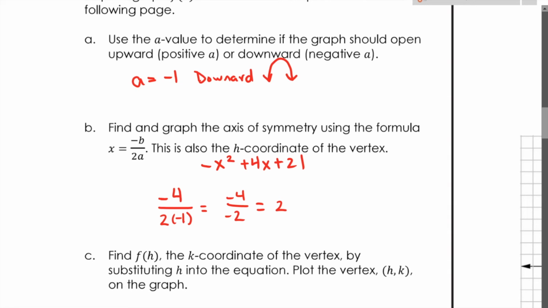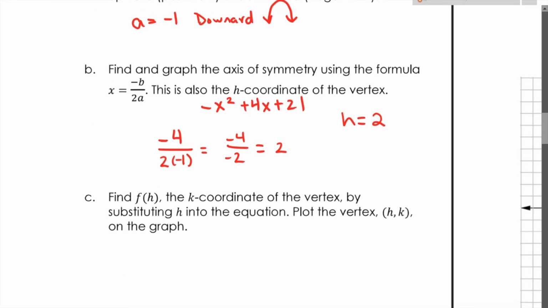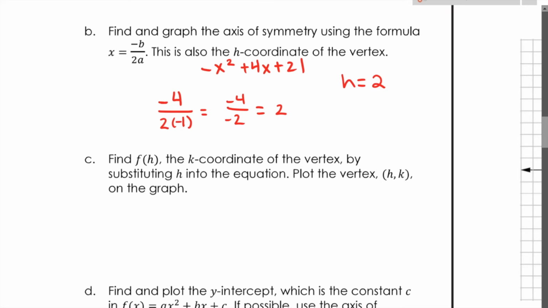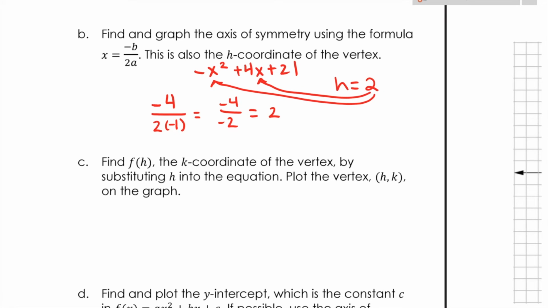Okay? Now, this is the h coordinate of my vertex, so my h equals 2. Now I have to find the k. I have to find that other point. So how do I find it? I plug this 2 into the problem. I plug this 2 into every single x, and that's how I find the k. So all we're going to do is plug in that 2 for my x value.